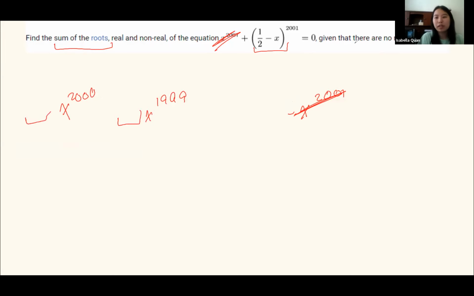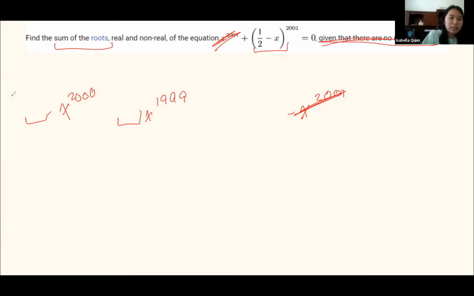And we don't have to worry about the no multiple roots because I think they wanted to make sure that there was no ambiguity with, oh, do we add multiple roots? They're like, oh, there are no multiple roots. So it's all good. Anyway, I'll stop rambling and let's go ahead and get to the question.